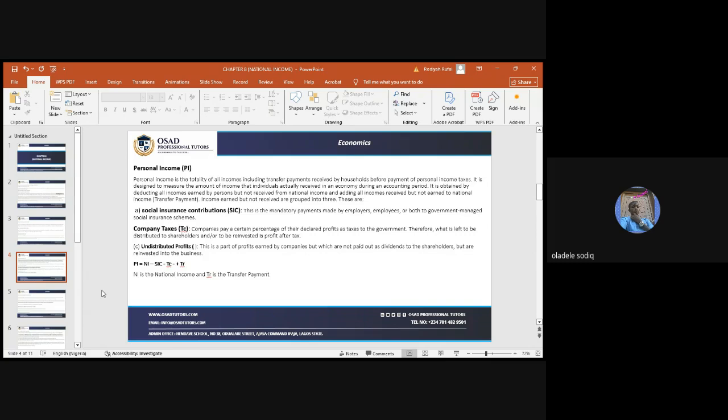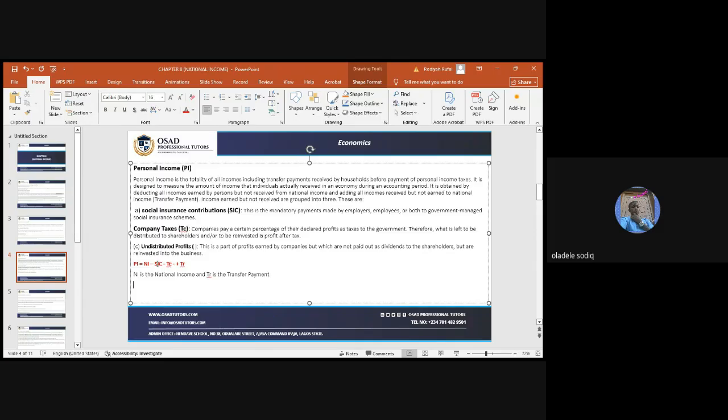So how do we calculate personal income? Personal income is obtained by deducting all incomes earned by persons but not received from national income and adding all income received but not earned to national income. So what we are saying is that to calculate personal income, PI, you are going to subtract from your NI, national income, what?